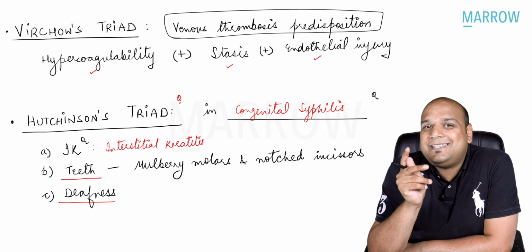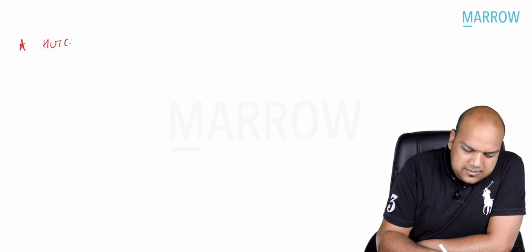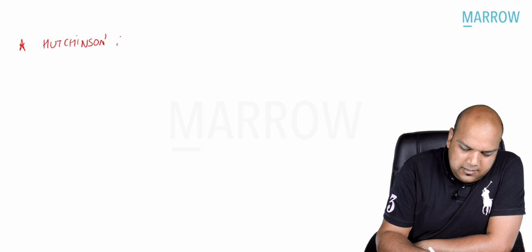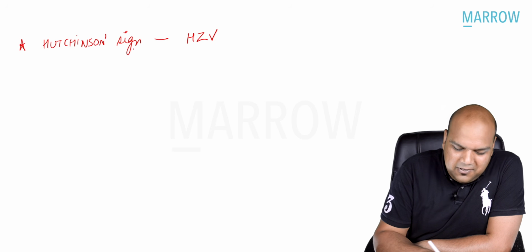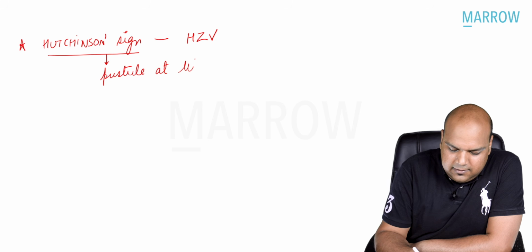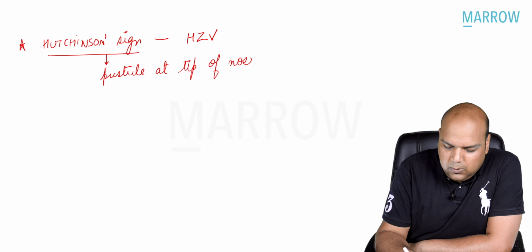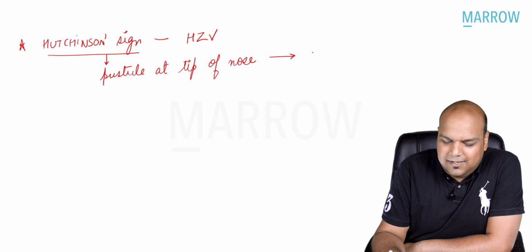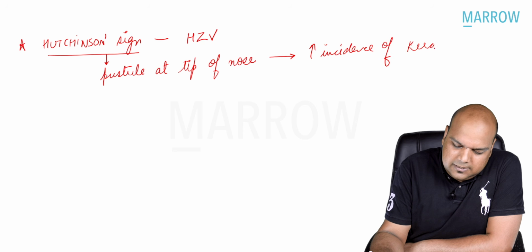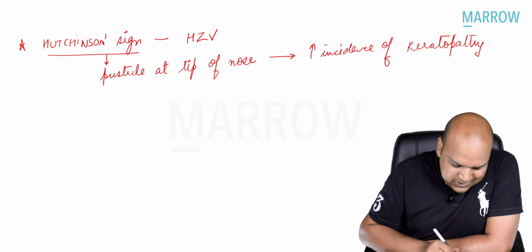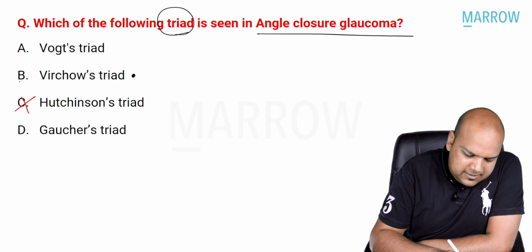Please do not confuse Hutchinson's triad with Hutchinson's sign. That is the only thing I can say. Hutchinson's sign is entirely different, everybody. Hutchinson's sign is seen in cases of herpes zoster virus, which tells us that a pustule at the tip of the nose leads to greater chances or greater incidence of keratopathy. Okay, this is Hutchinson's sign. Just don't confuse. So we know through this basic knowledge, I hope, that this and this cannot be the answer.